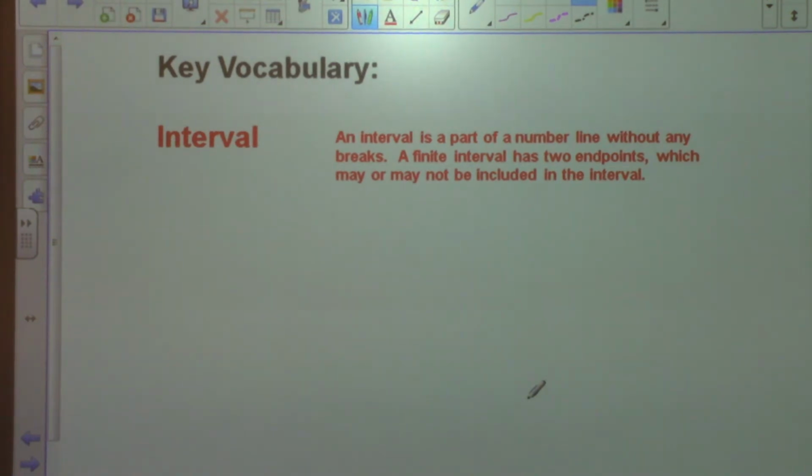Now here's sort of a dictionary definition of what an interval is. A part of a number line without any breaks. And then it mentions a finite interval, which has two endpoints which may or may not be included in the interval. So basically it would look like this. You could have this, which would be an example of a finite interval with two endpoints, right?